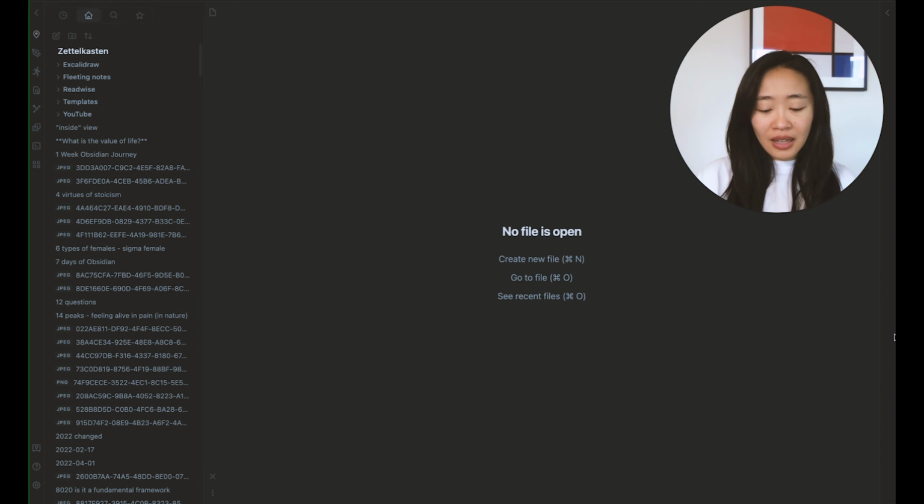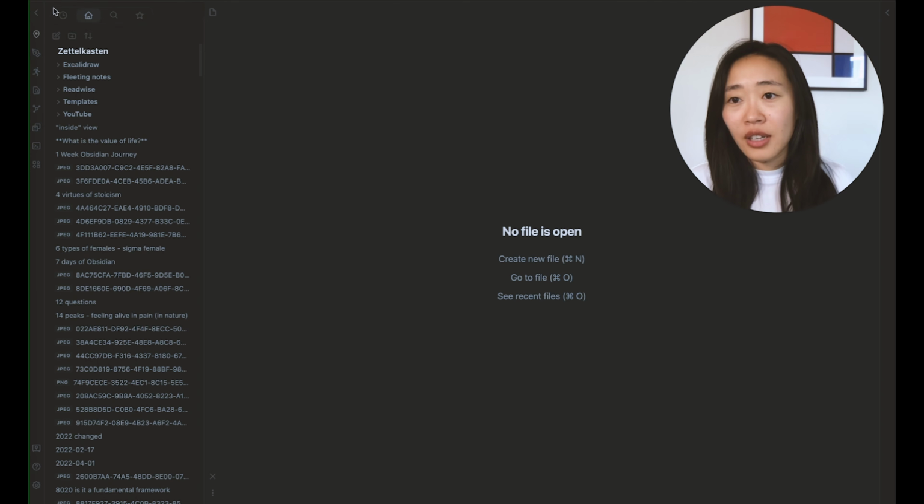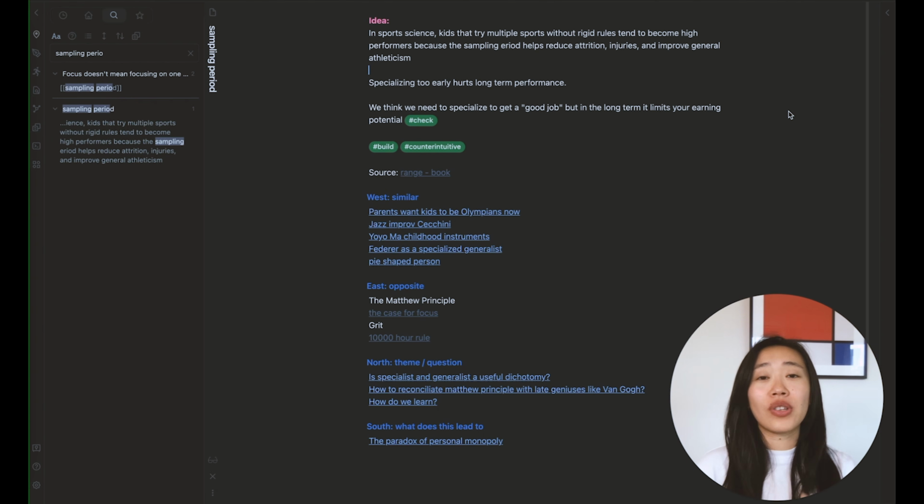Well, at the beginning, there is an idea about the sampling period. So let me show you what my note looks like. The idea is that in sports, there is something called the sampling period, where kids during that time are trying a bunch of different sports. They don't have rigid rules. They're not practicing 10,000 hours.